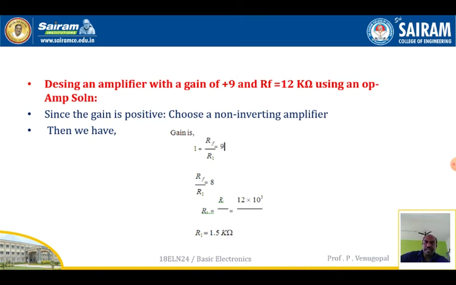Next, design an amplifier with a gain of plus 9 and RF equal to 12 kilo ohms using an op amp. So listen here, dear students. If the gain is plus, it is a non-inverting amplifier. So if the gain is plus 9, the op amp can be used as a non-inverting amplifier. Then what is the gain of the non-inverting amplifier? We know already that the gain of the non-inverting amplifier is equal to 1 plus RF divided by R1. The gain given here is 9. Substitute it: 1 plus RF by R1 is equal to 9. Then take 1 to the right hand side, it becomes minus 1. Then RF divided by R1 is equal to 8. Then RF is equal to what?